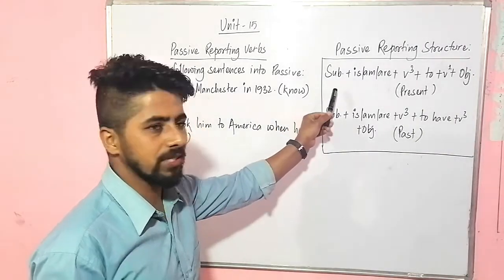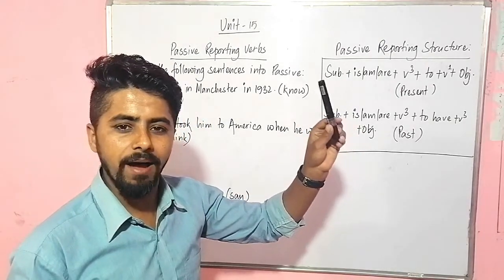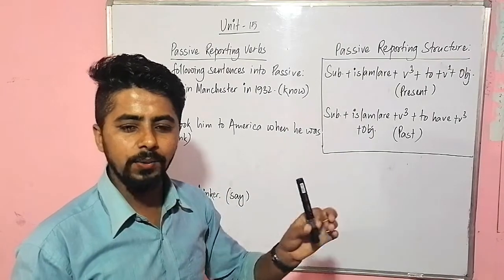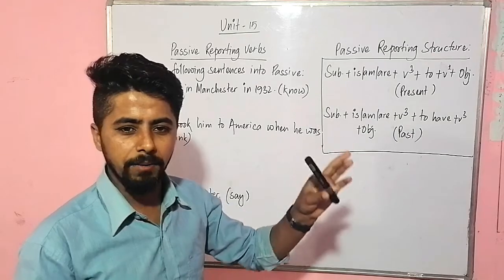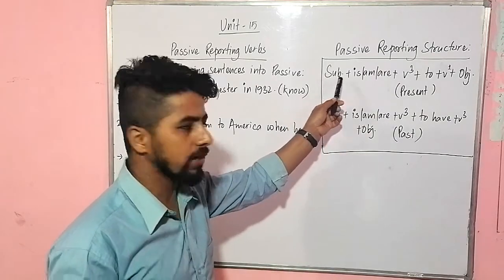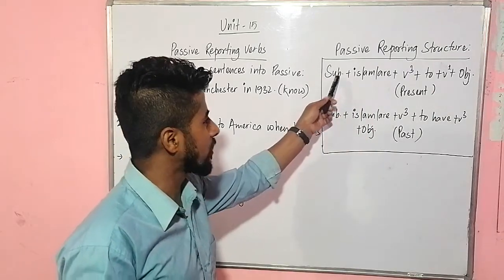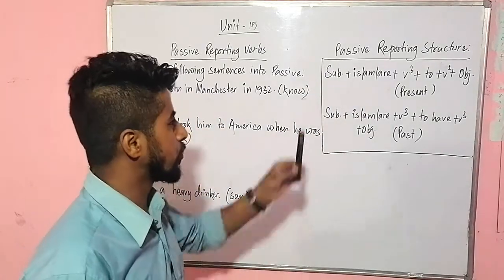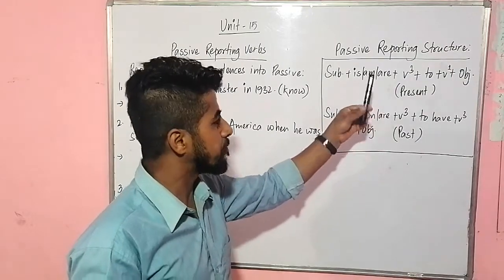The first structure starts from subject, followed by is, am, are. Pay more attention. Is, am or are will be used as per the number of the subject. Here number of subject means plural or singular. When the subject is singular, then is will be used. Similarly, when the subject is plural, then are, and when the subject is I, am will be used. So is, am, are, plus B3.